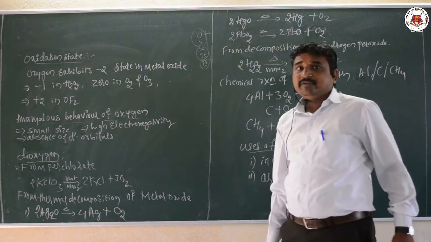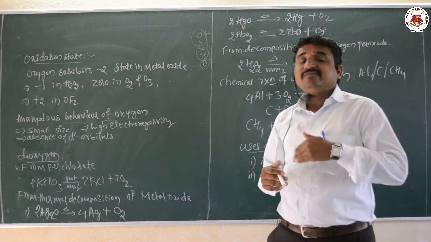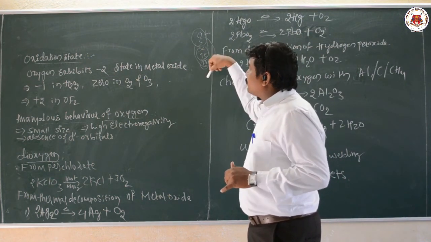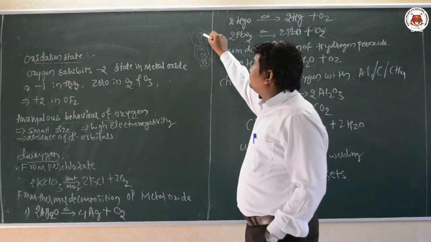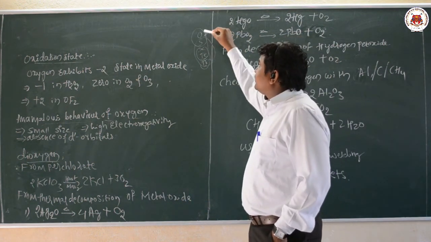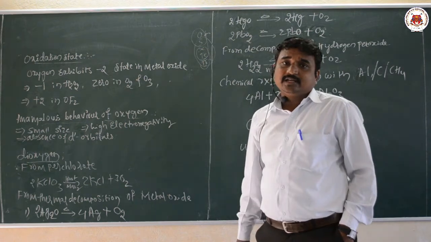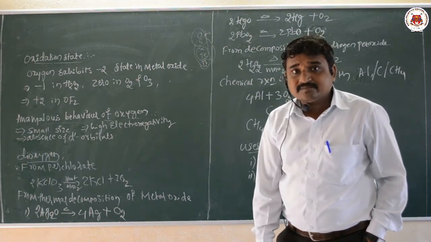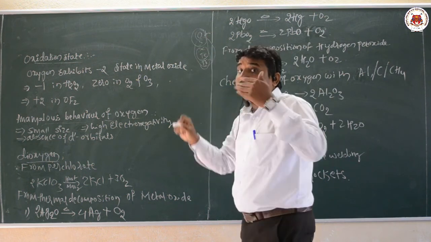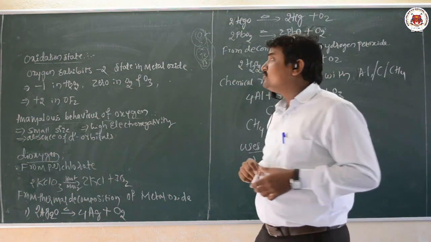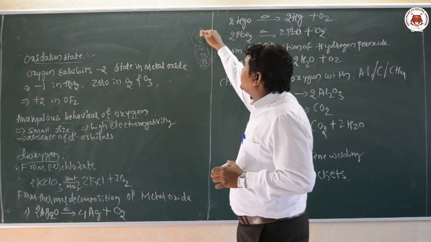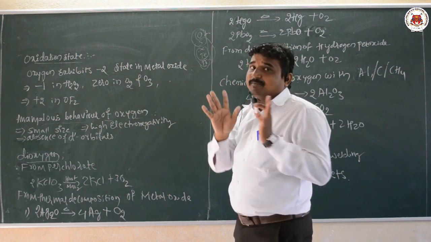Anomalous behavior means behavior which is different from the other elements in the same group. The anomalous behavior of oxygen is due to its small size. As you know, down the group the size of the atom increases due to the addition of extra subshells. So oxygen, being the topmost element, has a very small size, and due to that reason oxygen shows anomalous behavior.